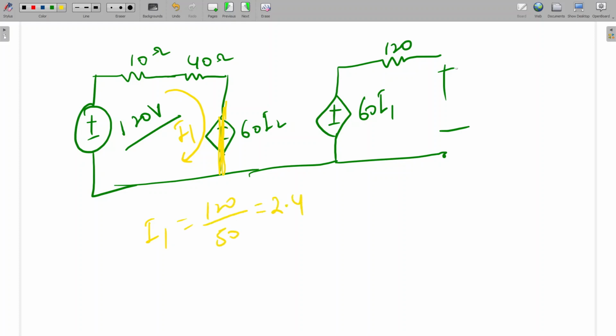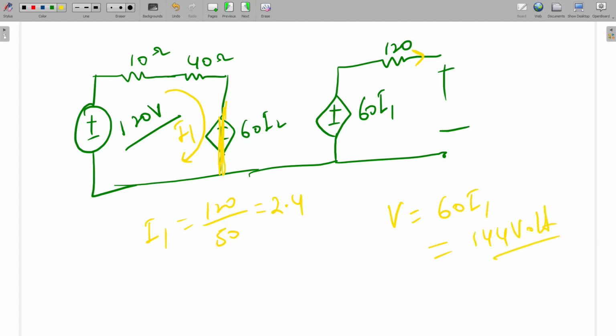See here current is 0. So what will be the voltage here? V will be 60 I1. So it will be how much? 144. Okay, so voltage will be 144 volt. So this will be the Thevenin's voltage.